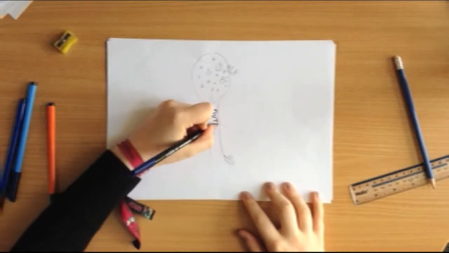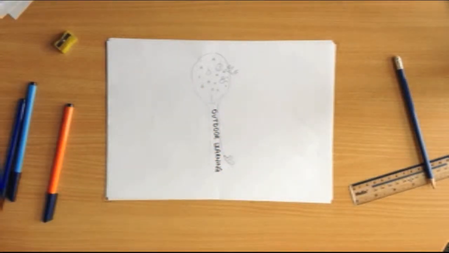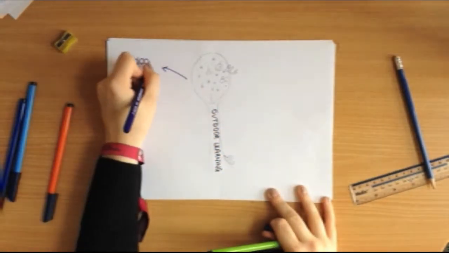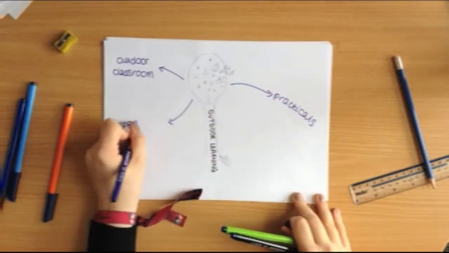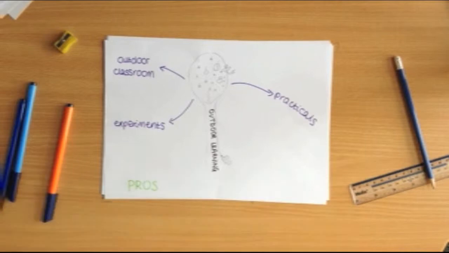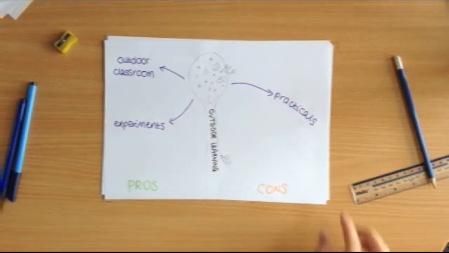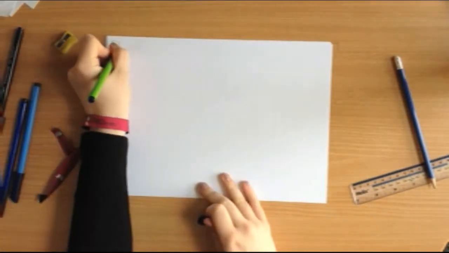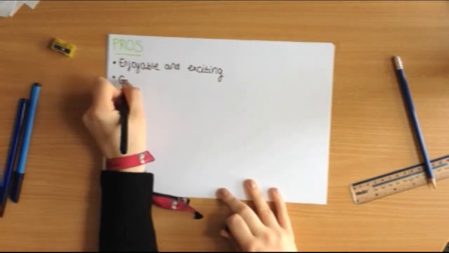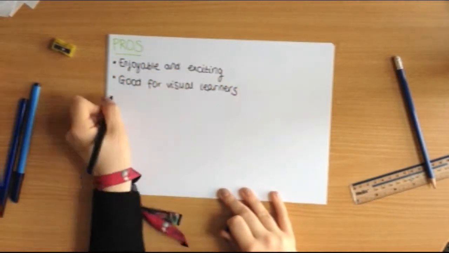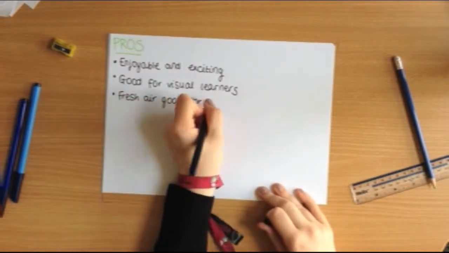Particularly during the summer term, the opportunity to learn outside provides for a different, rare learning experience. It allows for practical learning, classes to take place outdoors, and for experiments to be conducted. Learning outdoors can be enjoyable, particularly for more visual and practical learners. The hands-on experience of experiments and practical experiences is stimulating and memorable.